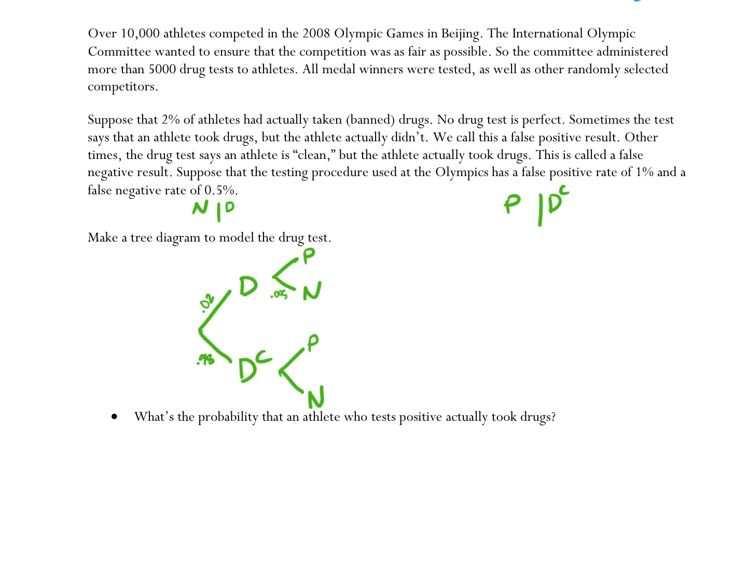So what does that make this? 0.995. Perfect. Everybody good? What about if they didn't take drugs? What do I know? The probability they test positive is 0.01. And then 0.99.